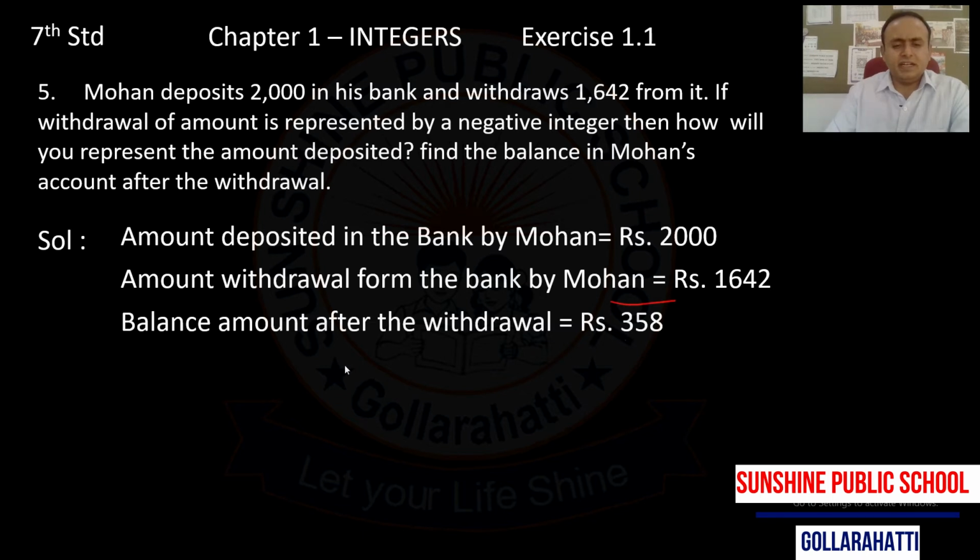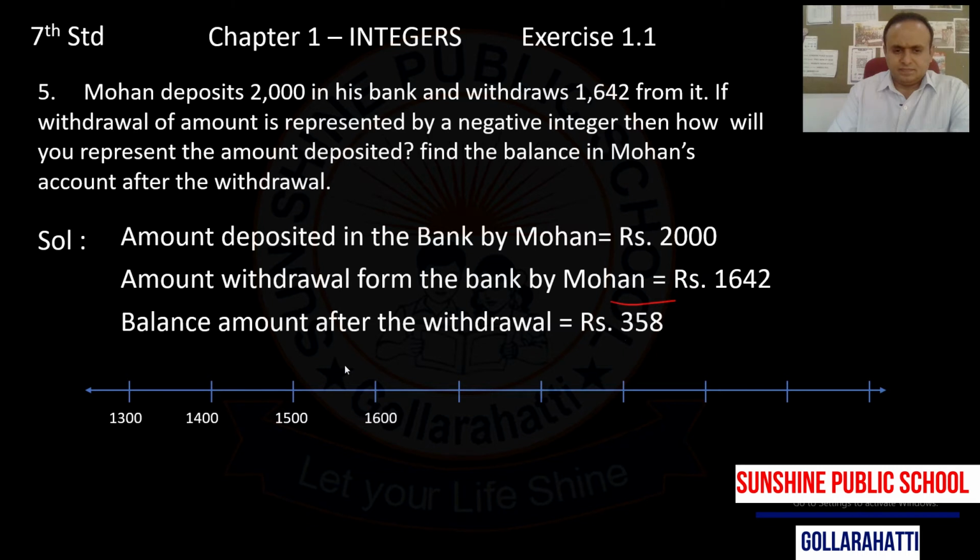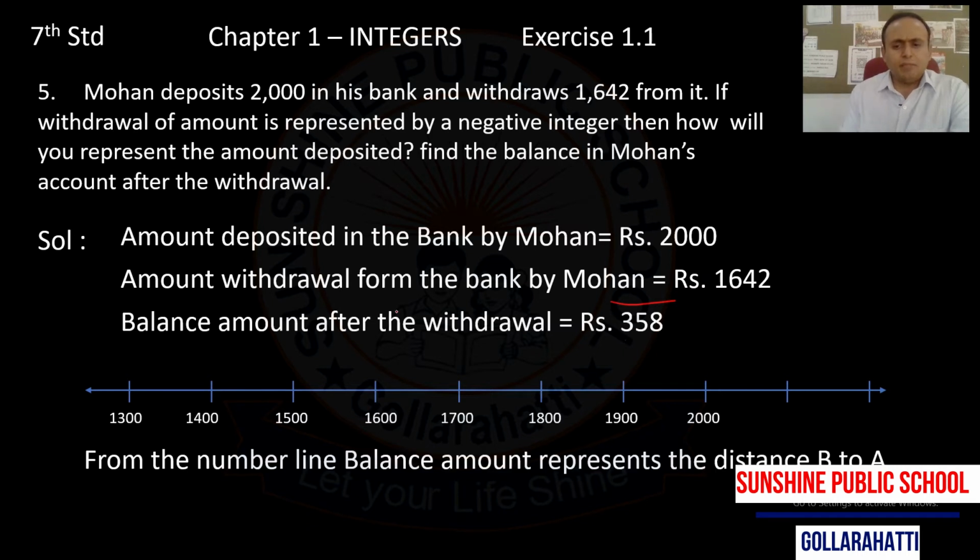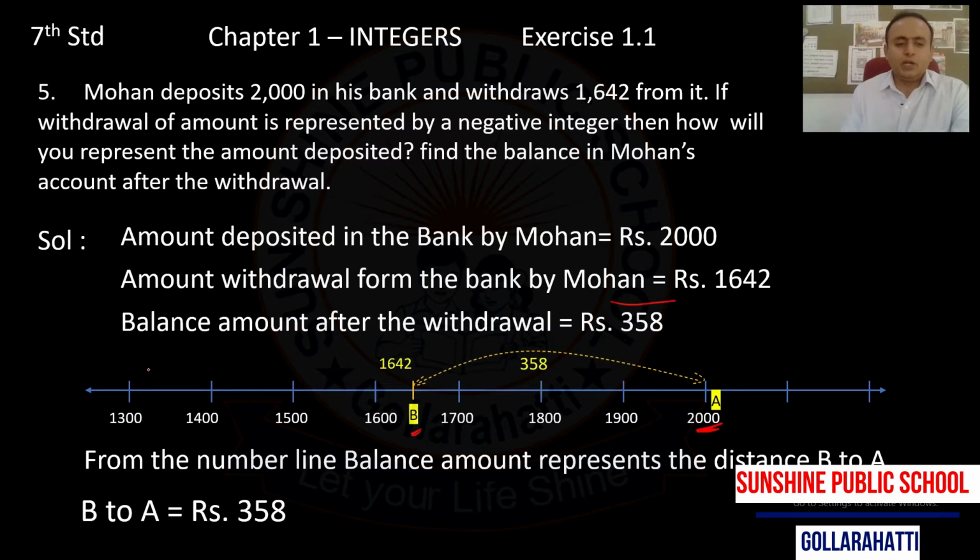Let us represent it on a number line. From the number line, the balance amount represents the distance between B to A. So it represents the difference between B to A, where B is marked as 1,642 and A is 2,000, that is the deposited amount. The difference between these two amounts is 358. B to A is rupees 358.